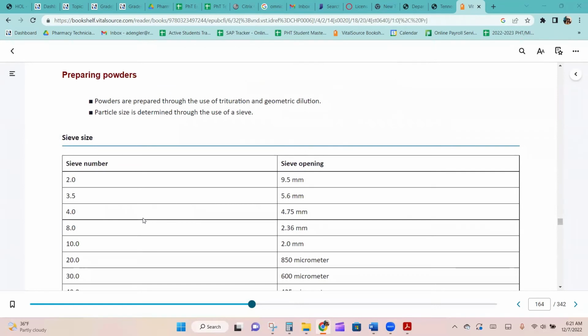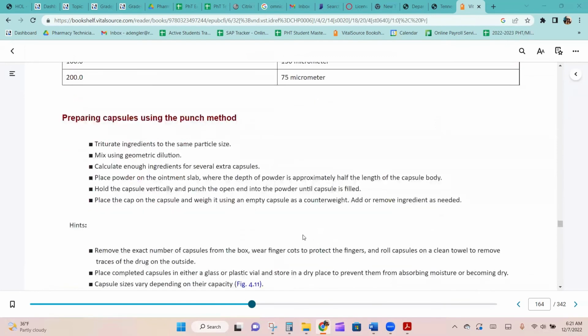Preparing powders. Powders are prepared through the use of trituration and geometric dilution. Particle size is determined through the use of a sieve. So here is a sieve size and sieve opening. Preparing capsules using the punch method.